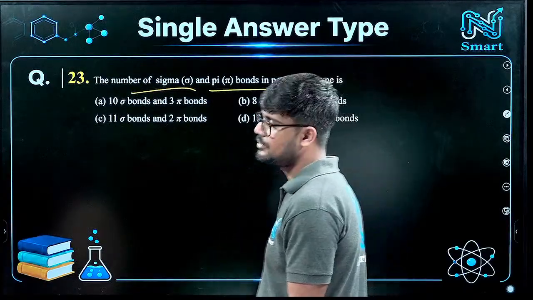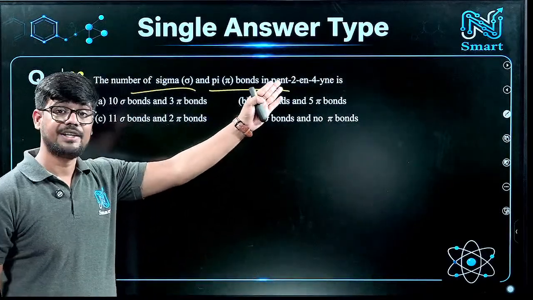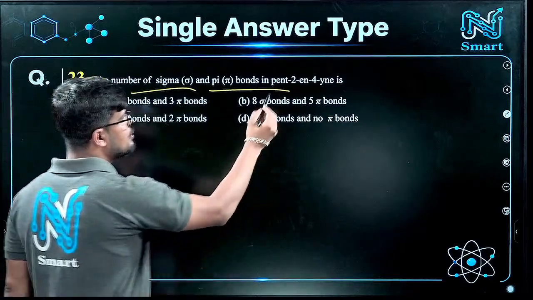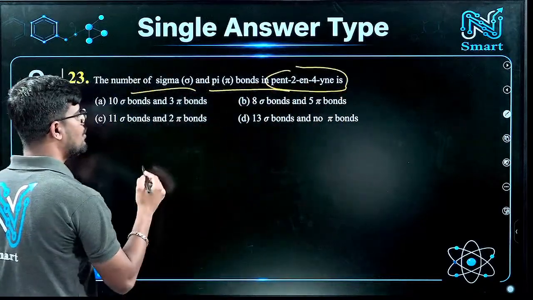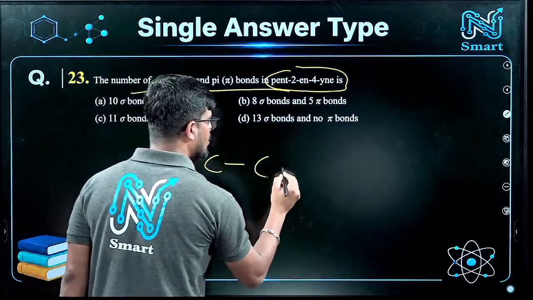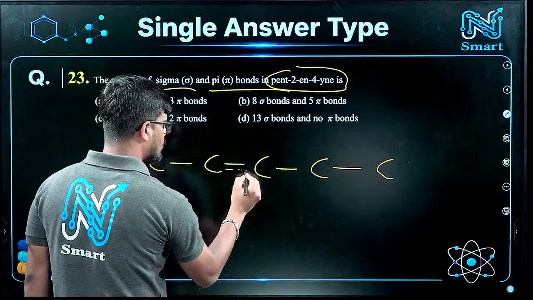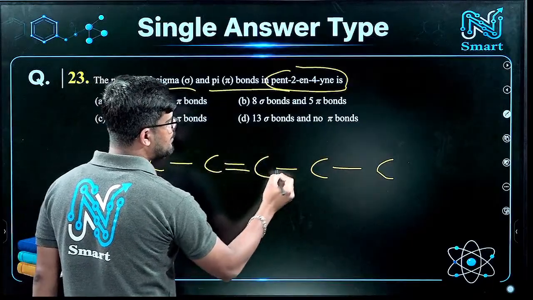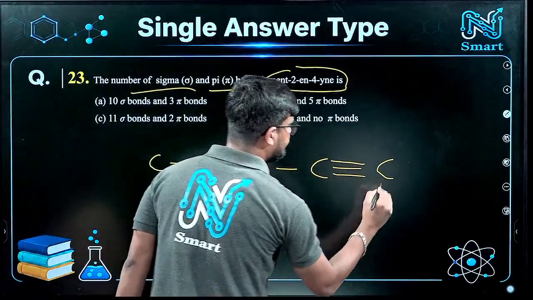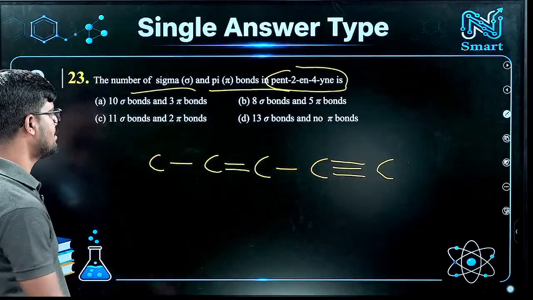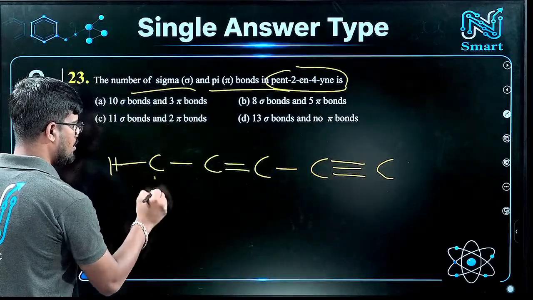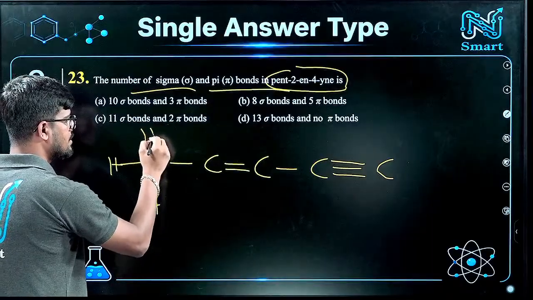How to find out? So this is connected to IUPAC name, right? So first you have to draw the structure. 1, 2, 3, 4, 5. 2-yne, so this is second carbon, 2-yne, 3, 4. 4 carbon we have, ene. This is the structure. Now put hydrogen. Put all the hydrogen.